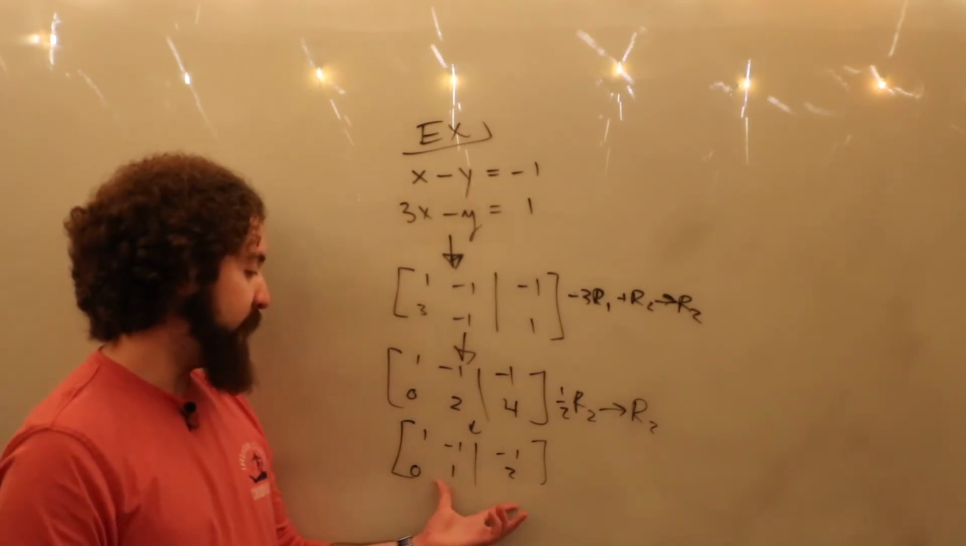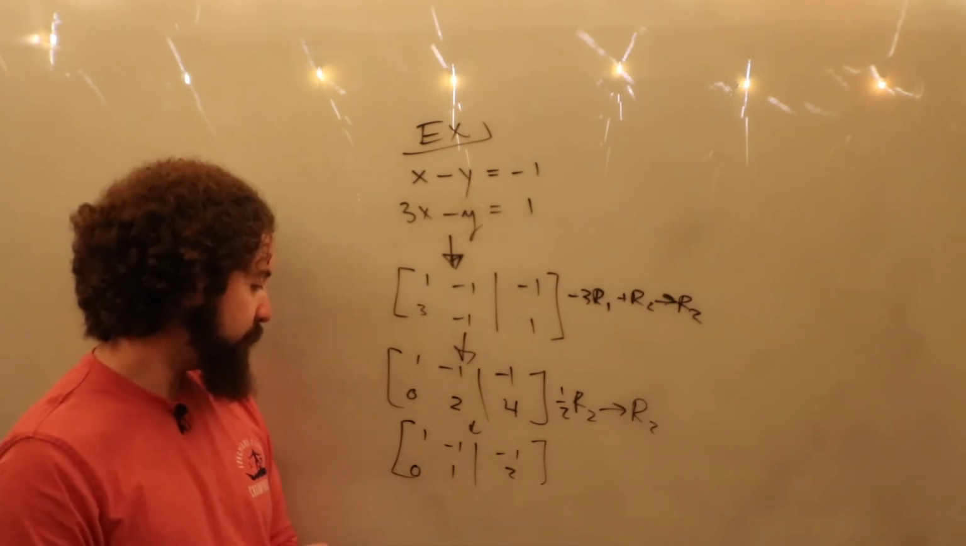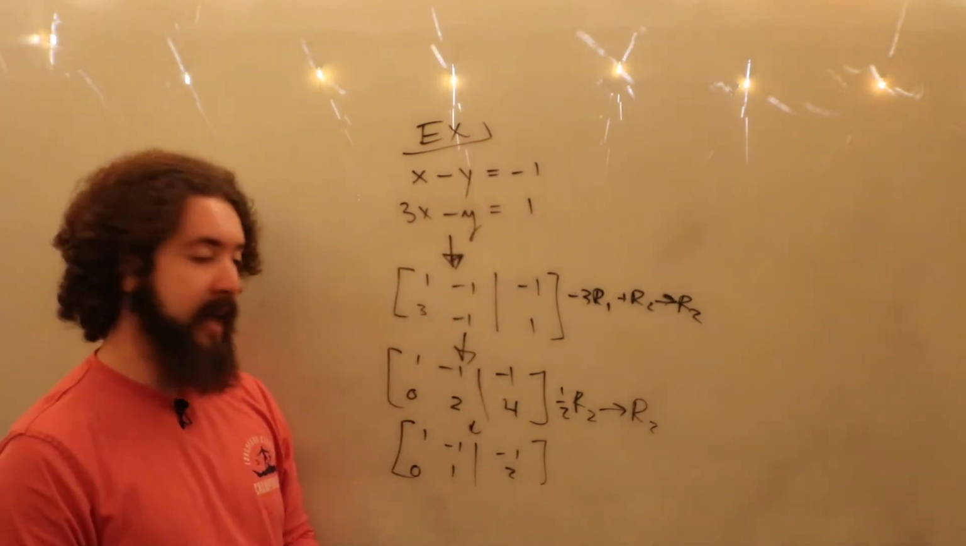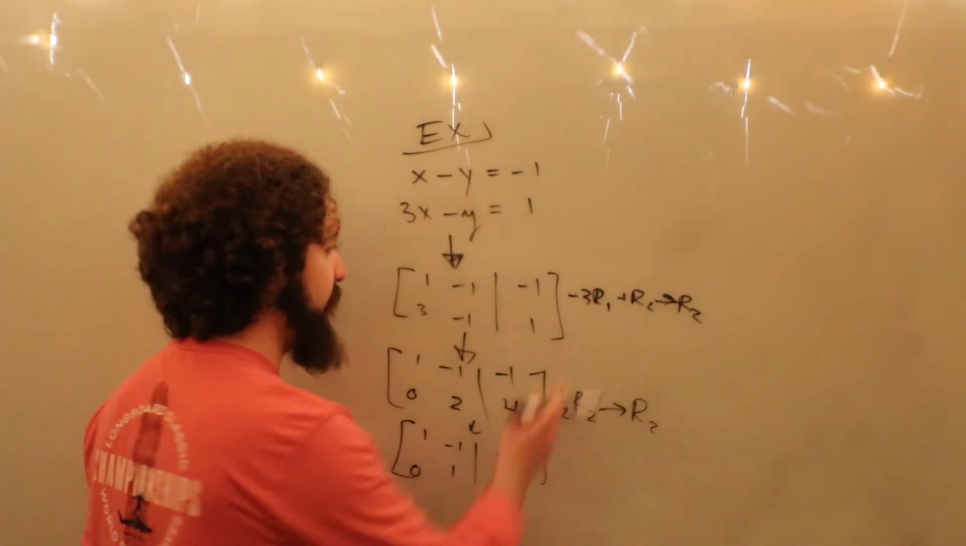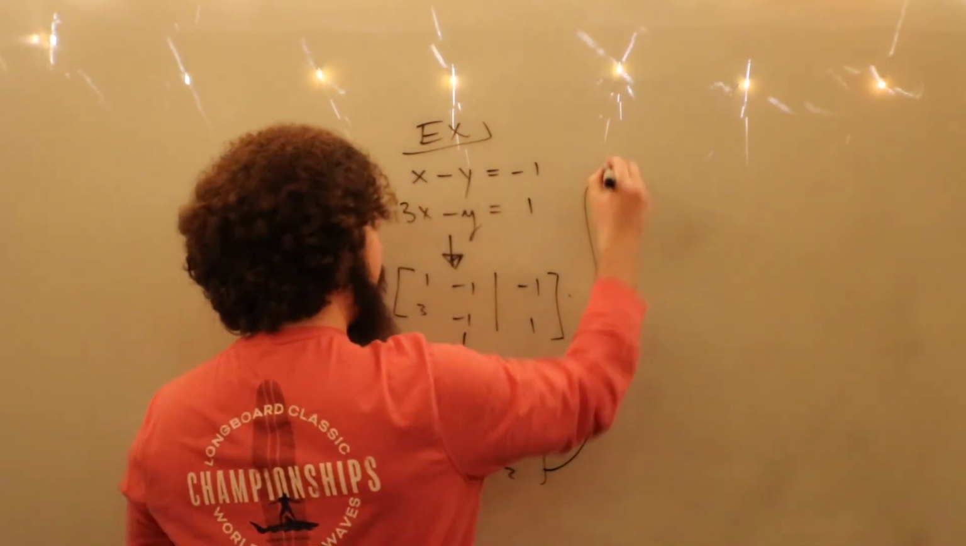And now, if you'll check, this augmented matrix is in row echelon form. So we can change it back into x's and y's and use back substitution. So let's do that. So let's put this up here.